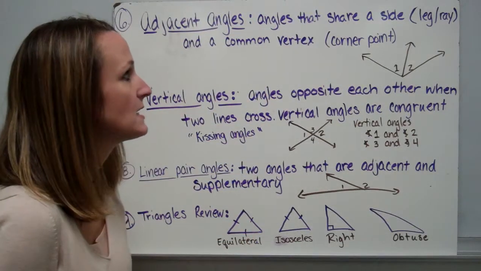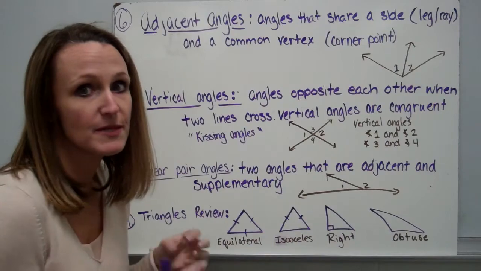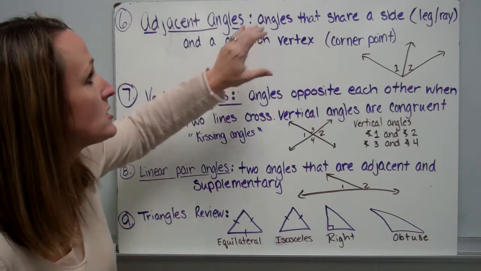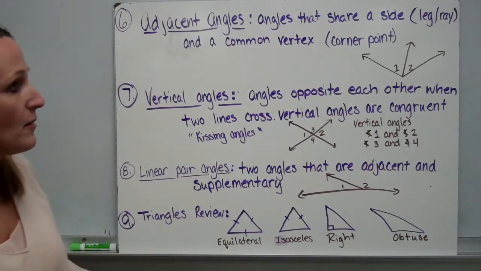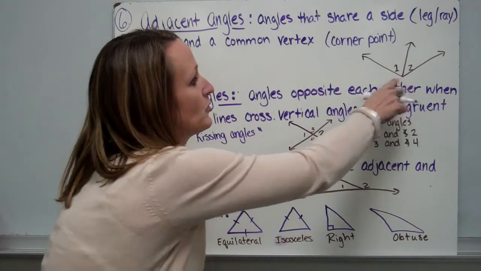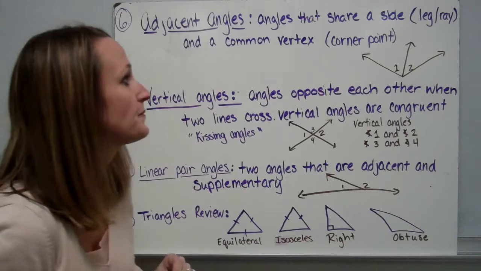All right, but we're not done. Adjacent angles. Hopefully you know the word adjacent. It means beside. Adjacent angles share a side. It could be a leg or a ray, and a common vertex. Now the common vertex means this point right here. Vertex is just a point, or a corner point.